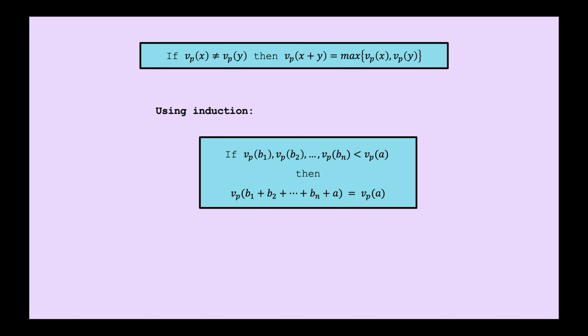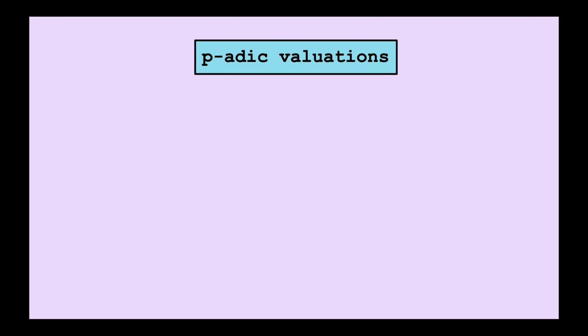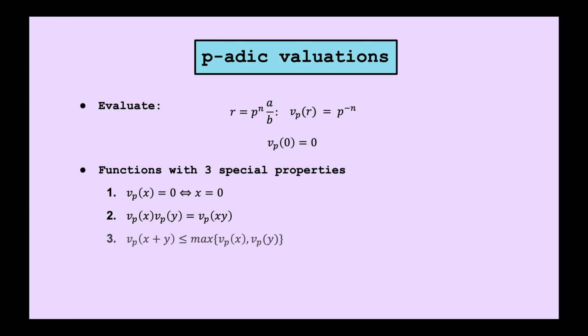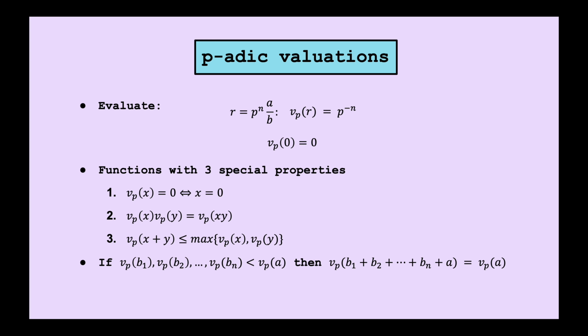Okay, obviously all of this stuff on valuations is a lot to think about at once, so let's just summarize some of the main points we made about p-adic valuations. P-adic valuations can be evaluated by factoring the powers of p out of any rational number. They are basically functions that satisfy a few special properties. They are zero if and only if the input is zero, they're multiplicative, and they satisfy a stronger version of the triangle inequality known as the non-Archimedean property. The non-Archimedean property is particularly useful because it shows us that if vp of a is greater than vp of bi, we have this equality.